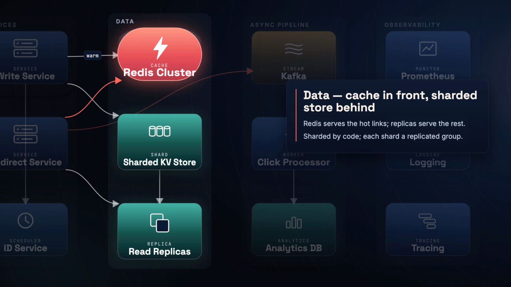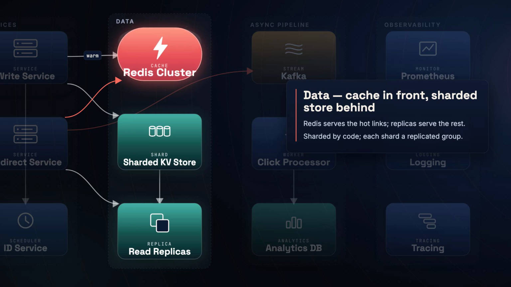Redis sits in front, holding the popular links in memory. Microseconds, not disk. And real traffic is very uneven. So most clicks stop right here and never reach the store. That's the main idea. The database is the expensive part. So we do everything to keep clicks away from it.